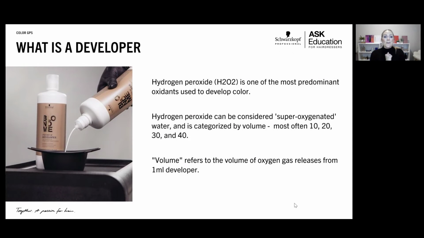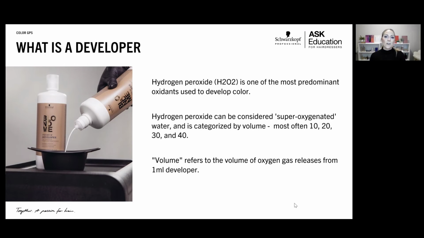So what is a developer? We've talked about H2O2. What is the actual developer and why is it such an important part of the process? Hydrogen peroxide is H2O2. It's one of the most dominant ingredients in a color formula. It's one of the most predominant oxidants that helps to develop color. So working with hydrogen peroxide is super important. It can be considered super oxygenated water. H2O is water, so H2O2 is our hydrogen peroxide.